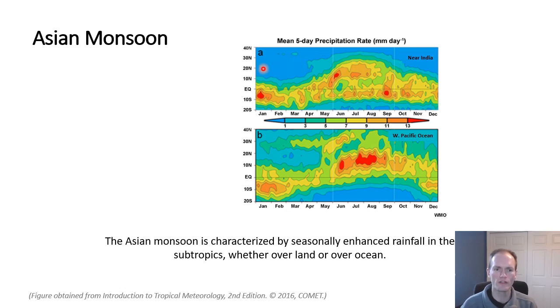Whereas in the winter months, you have very little precipitation, whether you're near India or into the western Pacific Ocean here. So we see this seasonal variation in rainfall, primarily characterized by a wet season during the local summer and a dry season during the local winter, here in conjunction with the Asian or Indian monsoon.